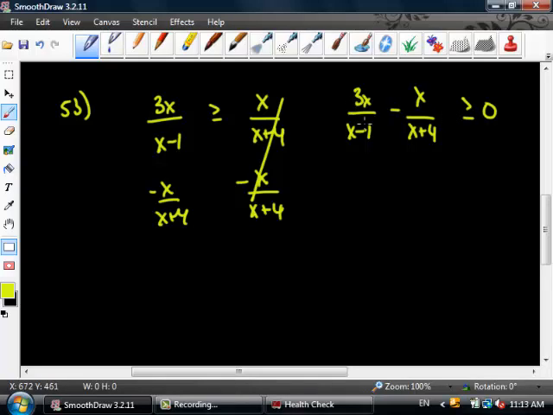0, 0, 1, 4, negative 4, right? No, what do I got to do? Common denominator. Liam, what do I have to do before I find critical numbers? Find a common denominator. Good. This one needs an x plus 4. This one needs an x minus 1. So my whole thing is over x plus 4 times x minus 1. I'm going to distribute this in.